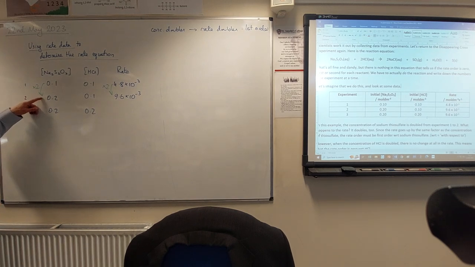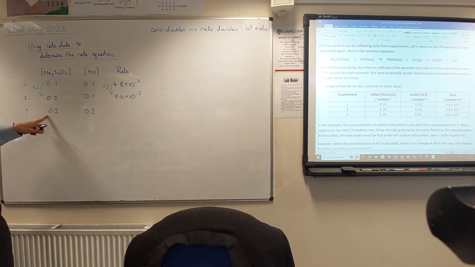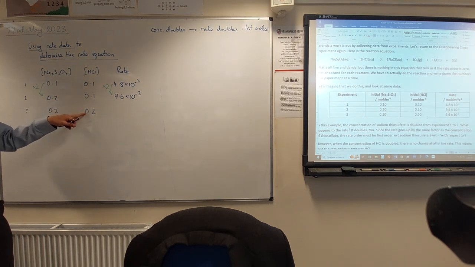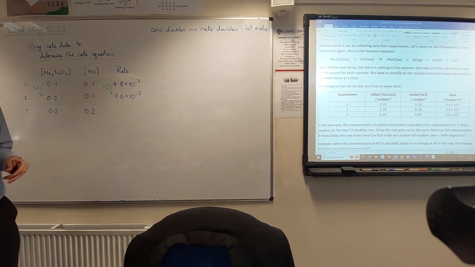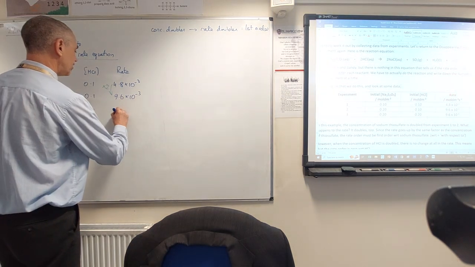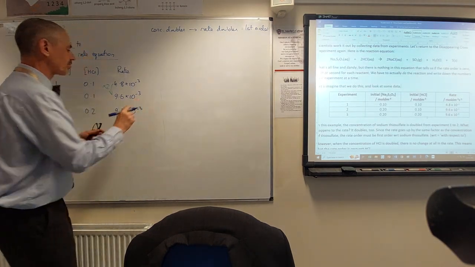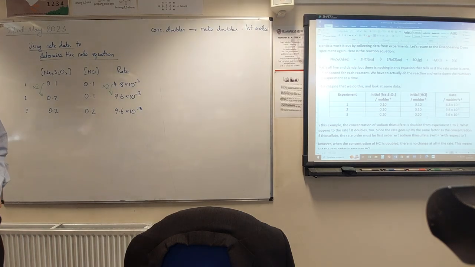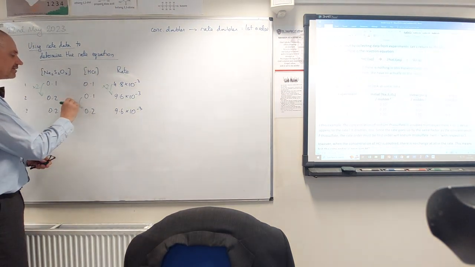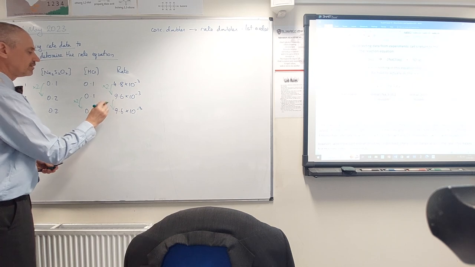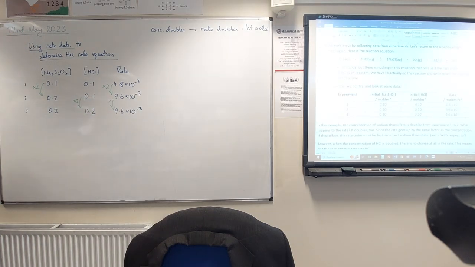Okay, so going from experiment 2 to experiment 3, well, we're keeping the concentration of thiosulfate the same now, but now we're going to double the concentration of HCl. What does that do to the rate? Nothing, because it has a zero. Okay, so that's done nothing. So we've doubled there, but there's been no change there.